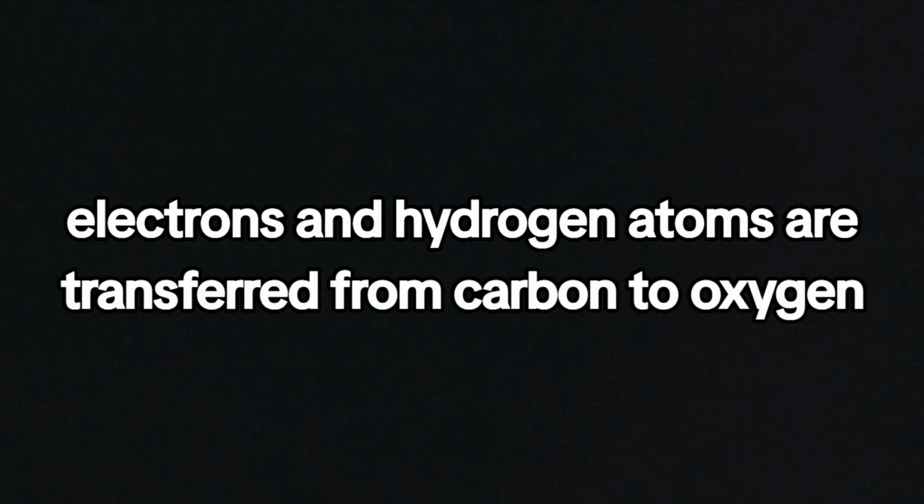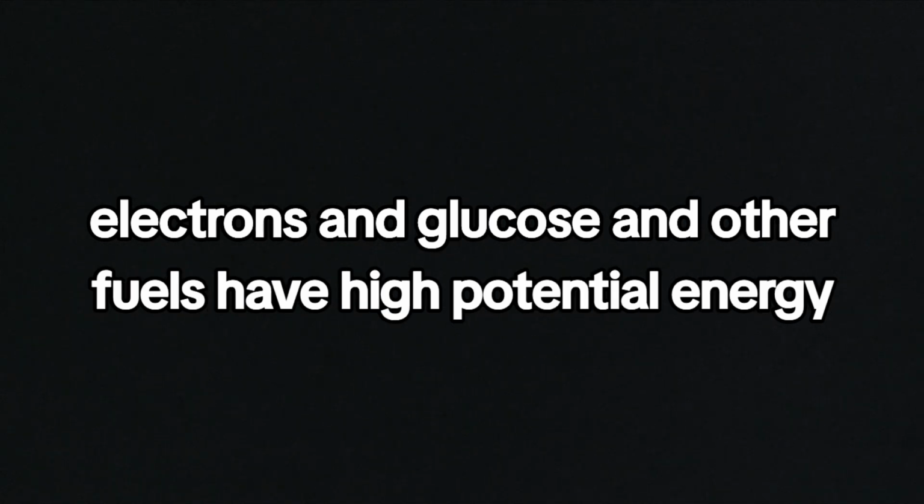Other things that happen to atoms when matter burns include: electrons are transferred. Electrons in hydrogen atoms are transferred from carbon to oxygen. Electrons in glucose and other fuels have high potential energy, but when they fall into water, they have lower potential energy. As the atoms rearrange, the electrons release energy.